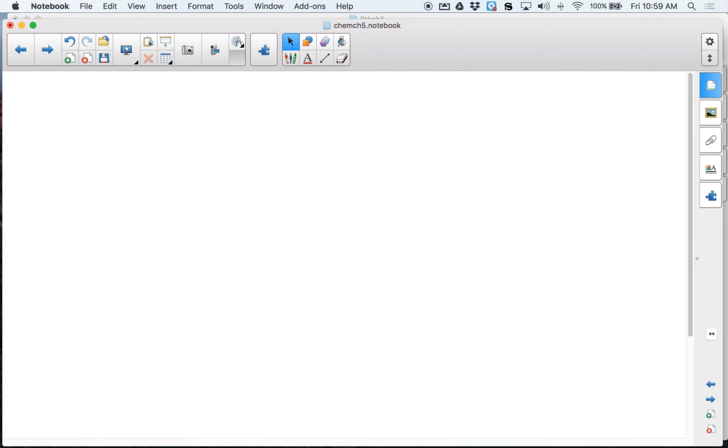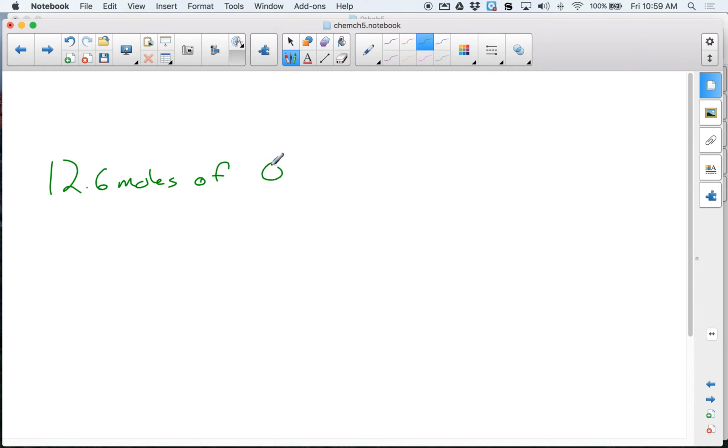All right, let's say you needed 12.6 moles of osmium. What's that going to weigh on a scale? I'll give you a minute to do that if you would like. Otherwise, I'll put up the other. Osmium's Os, number 76.